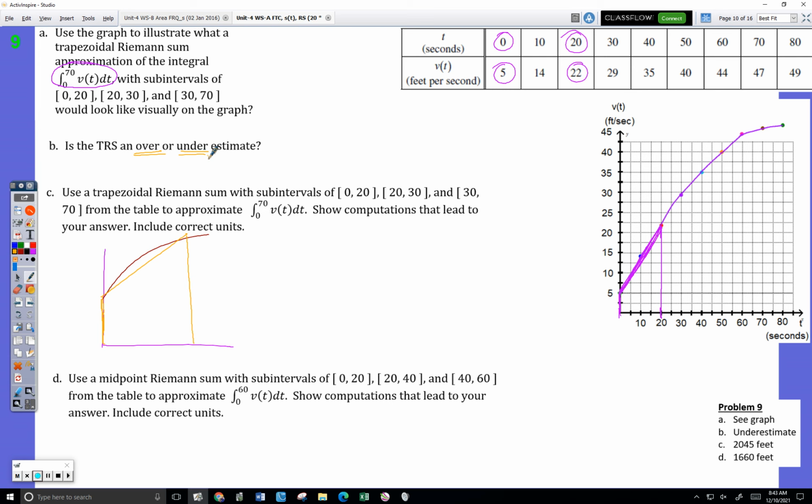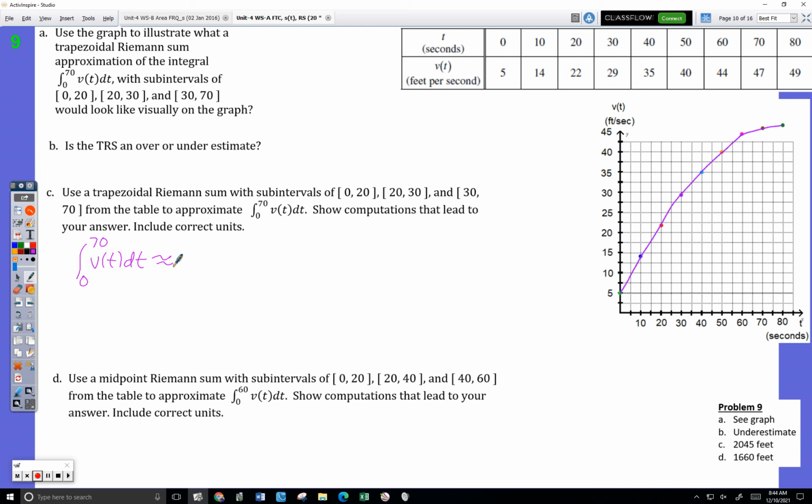To compute the trapezoidal sum, that's what we're going to do in C. So let's clear this off and write our integral. 0 to 70 of d of t dt is approximately, okay, everyone in the room raise your hand. When we do a right Riemann sum, I'll just say it's dumb. I was trying to come up with a good question.